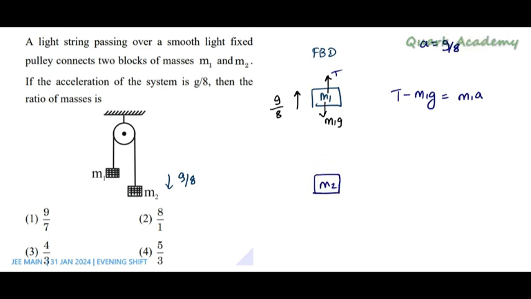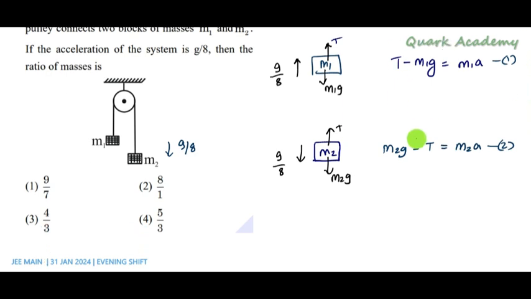For m2, the tension is again upward, gravitational force m2g, it is downward, and we consider the acceleration is also downward, g by 8. So if we write the equation for it, we will get m2g minus tension, which is equal to m2a. So this is first equation and this one is second equation. From this we need to find the ratio of masses. So we don't know about the tension.